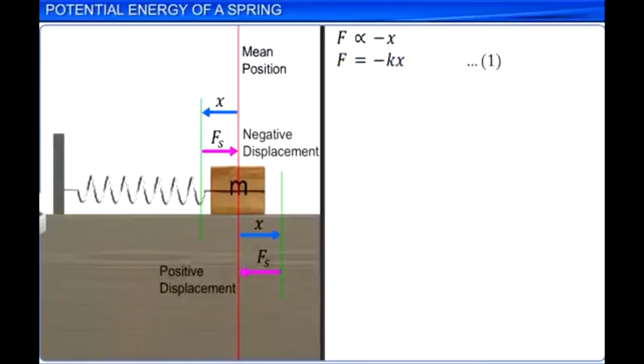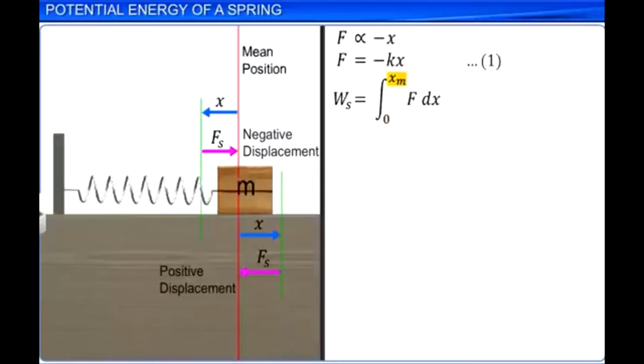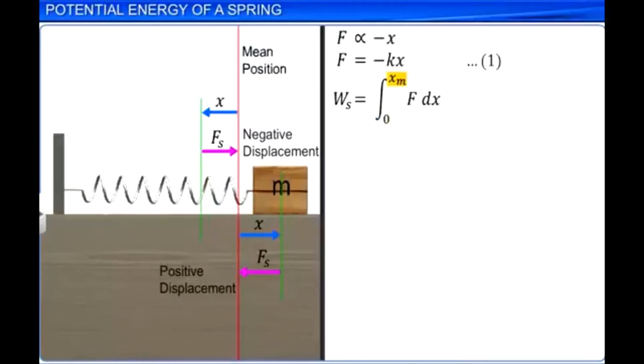Work done W by the spring force is denoted by the expression integral F dx in the limits 0 to xm, where xm is the maximum displacement of the spring. Let this be equation 2. Since the spring force F is equal to minus kx, we get W is equal to minus integral kx dx in the limits 0 to xm. Let this be equation 3.